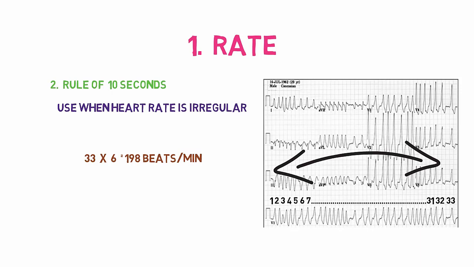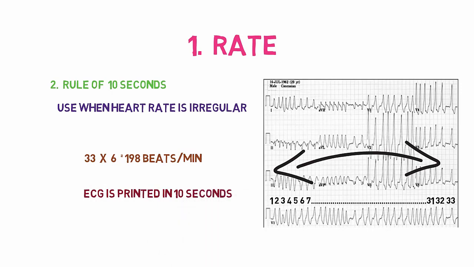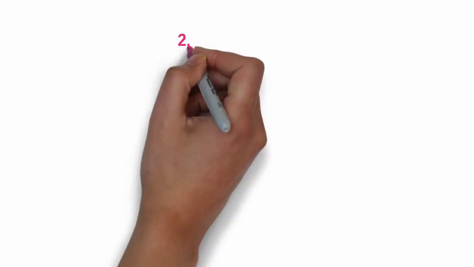What is this 6? And how did we get this number? An entire ECG is printed in 10 seconds. If we can identify the heart rate for 10 seconds, we have to multiply it by 6 to get the heart rate for 1 minute.